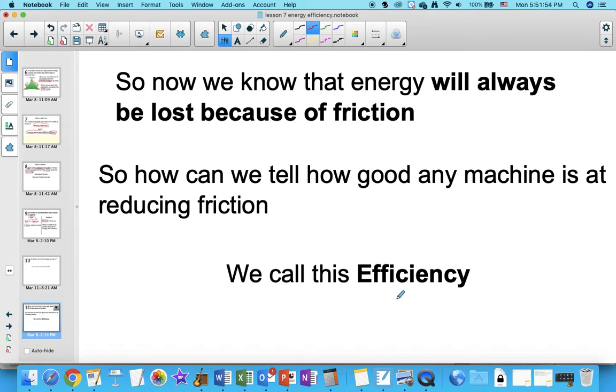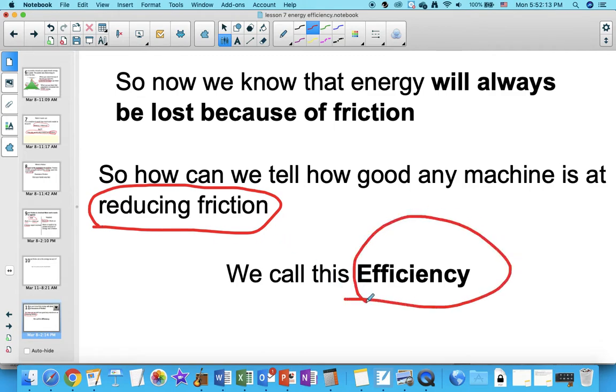We call this efficiency because we want to talk about how that machine is reducing the amount of friction. How is that machine getting over this friction? Do you need just more energy? Well, that's not very good. You want a machine to use as little energy as possible, right? So we use efficiency to describe when something is good at reducing the amount of friction and using the energy for its intended purpose.